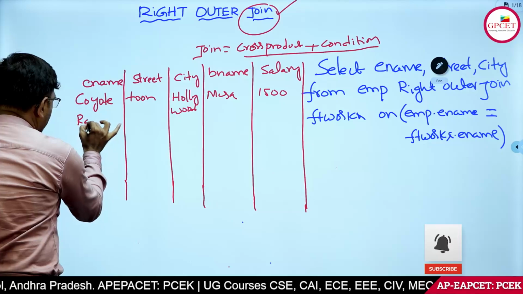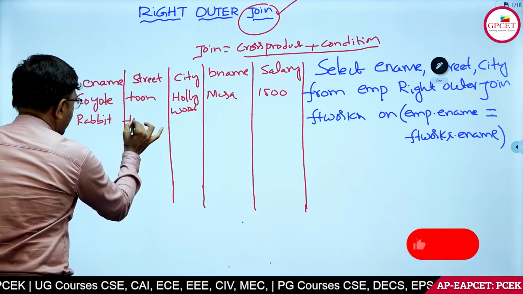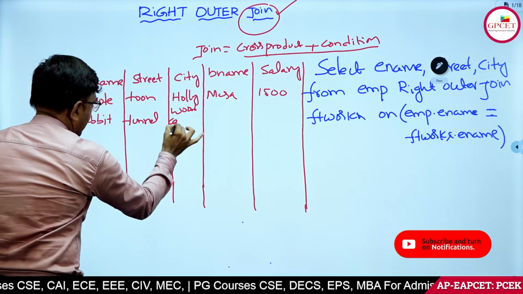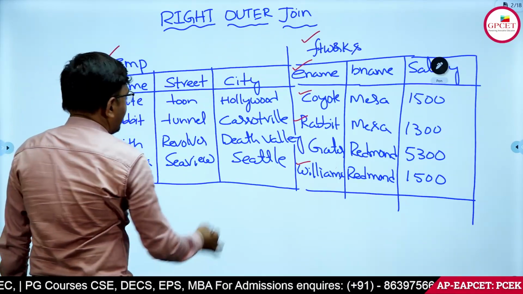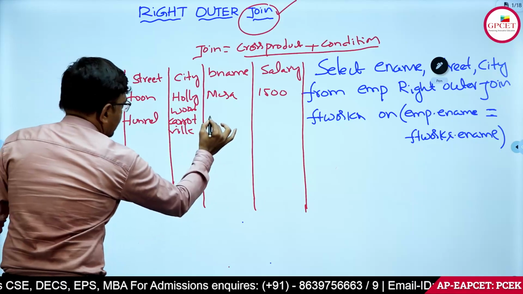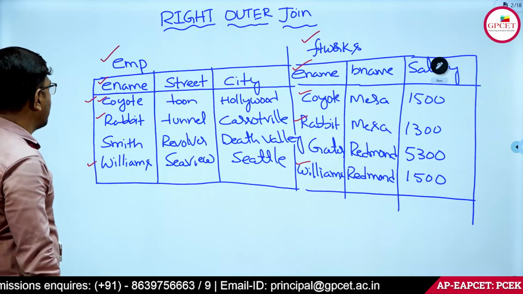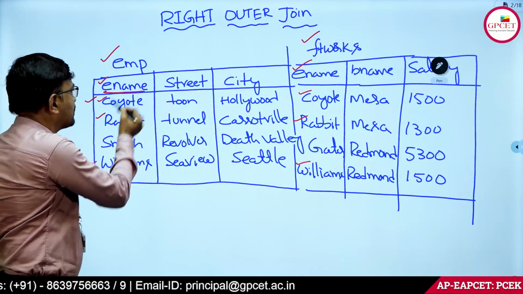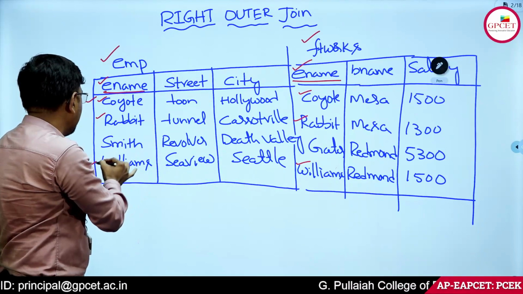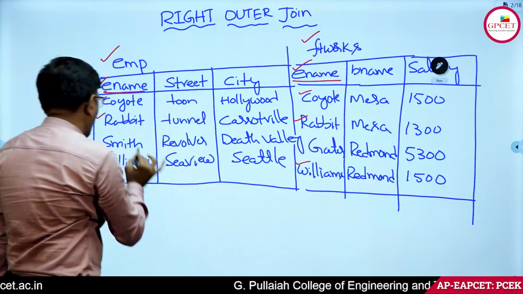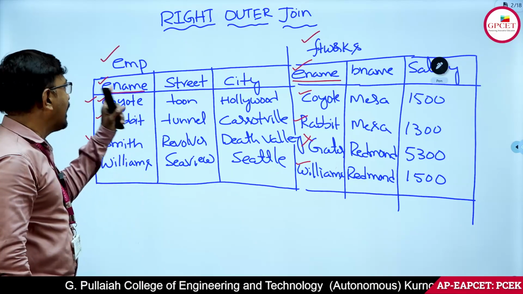Second one: Rabbit, Tunnel, Carretville, and Mesa 1300. Why? Because of the common column. What is the common column? Employee name is the common column or attribute. Here Coate, Rabbit and Williams are common, but Smith and here Gates will not match. That is the right outer join.